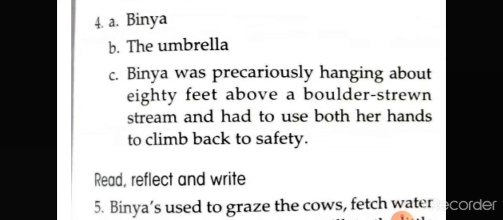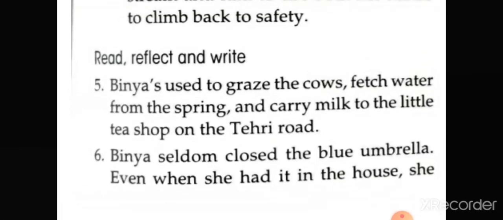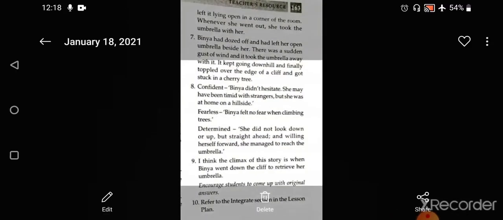Now coming on to the read, reflect and write. Question number 5. Describe Binya's life in the village. So Binya used to graze the cows, fetch water from the spring and carry milk to the little tea shop on the Teeri road. Question number 6. How do we know that the blue umbrella was something that Binya treasured? Binya seldom closed the blue umbrella. Even when she had it in the house, she left it lying up in a corner of the room. Whenever she went down, she took the umbrella with her.